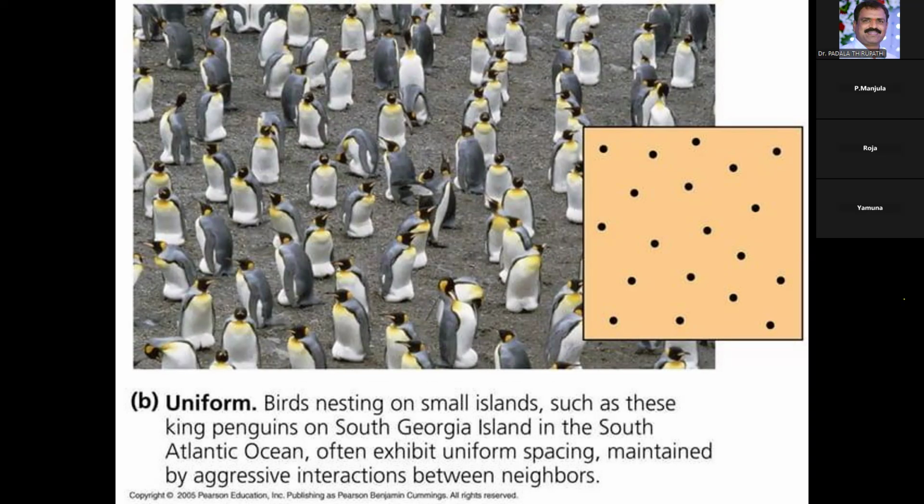The birds nesting on a small island, such as these king penguins on South Georgia Island in the South Atlantic Ocean, generally exhibit uniform spacing, which is maintained by aggressive interactions between the neighbors.